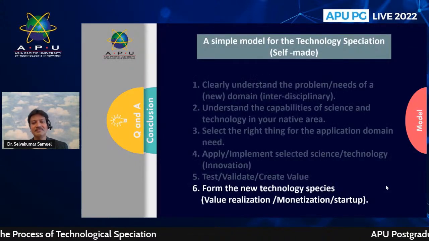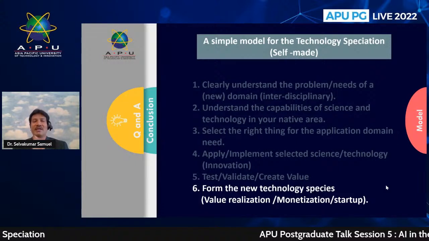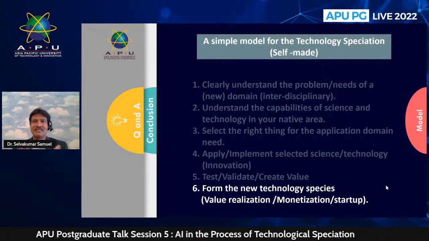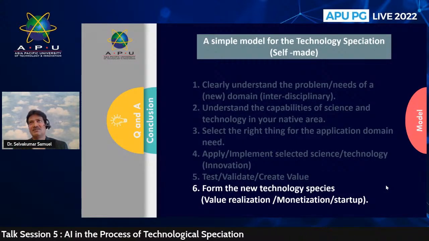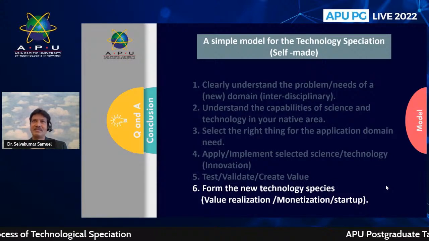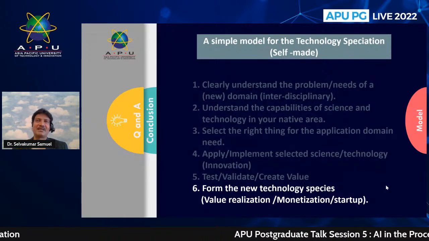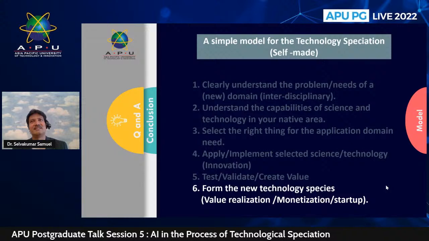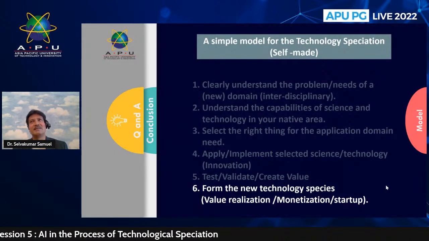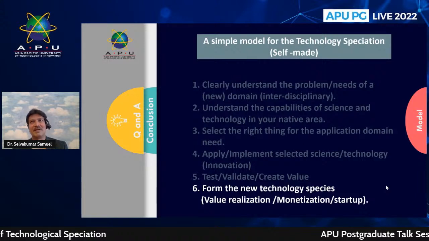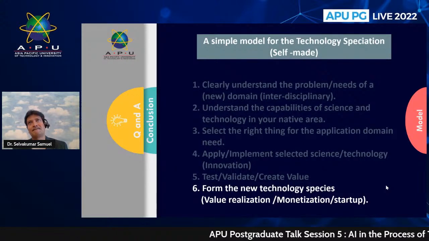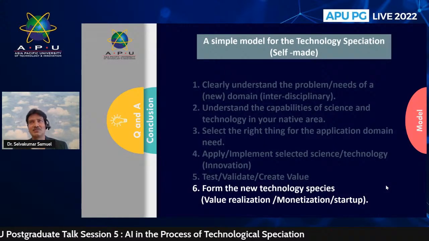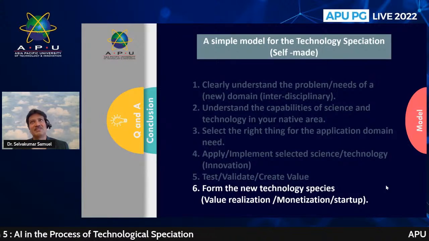Sixth step, value realization or monetization. In case a company or a business invested money on this project, surely solving their business problem is one aspect. But sometimes they want to convert the investment, the value created, the value realized from the innovation, into money. Monetization. Sometimes they will start a new business with the new species they got, to solve a particular business problem. Many examples are there.